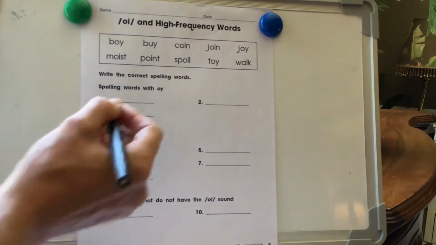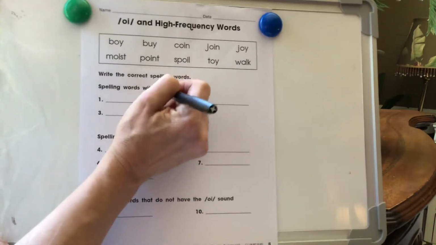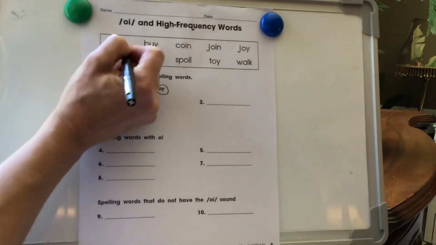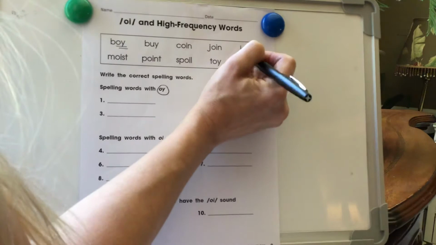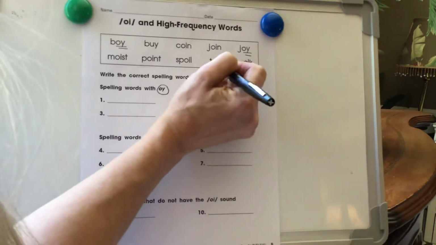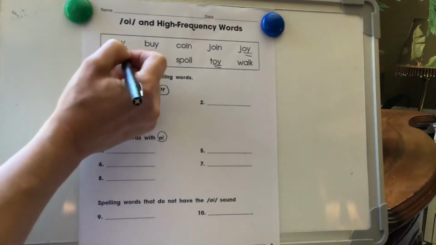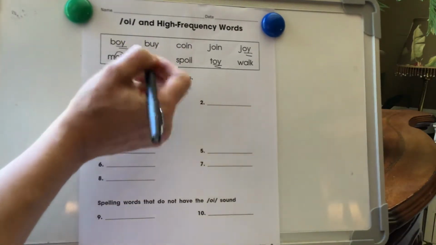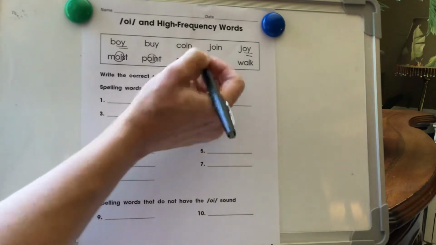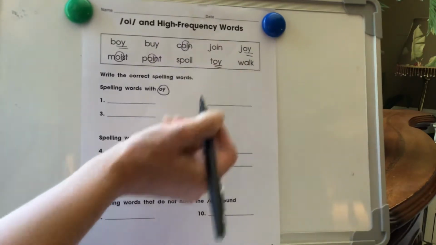So what we're going to do is write the spelling words that have the O-Y in it. So for instance, boy has O-Y, joy has O-Y, and toy has O-Y, okay? Then these are the spelling words with O-I. So that would be like moist has an O-I, point has an O-I, coin has an O-I, okay?